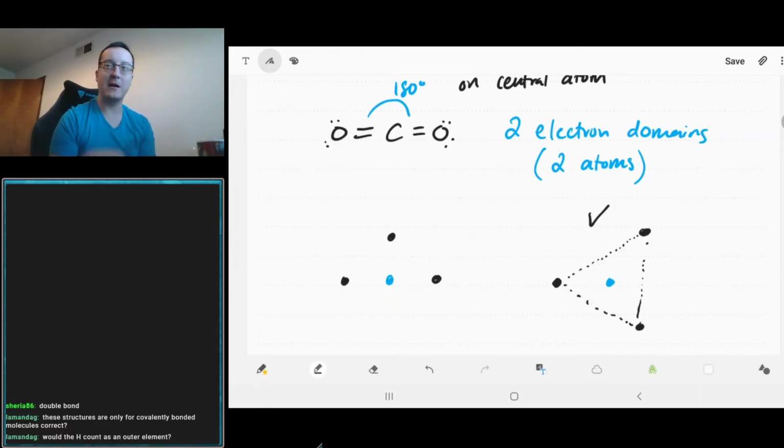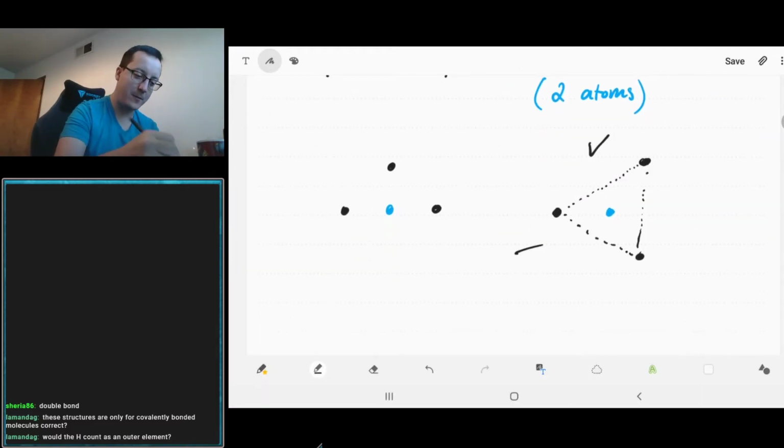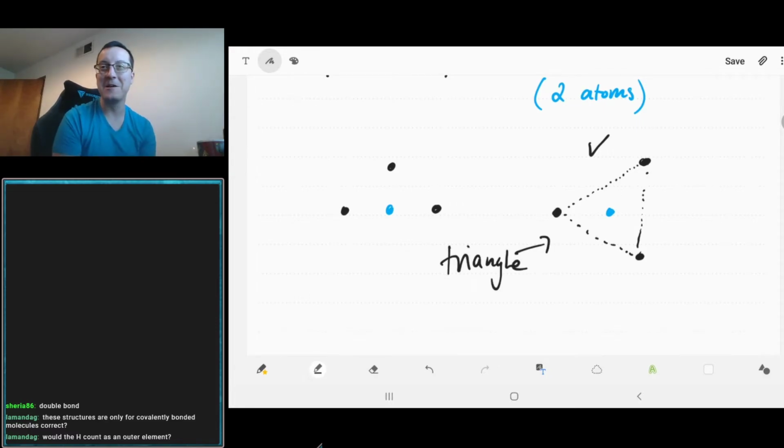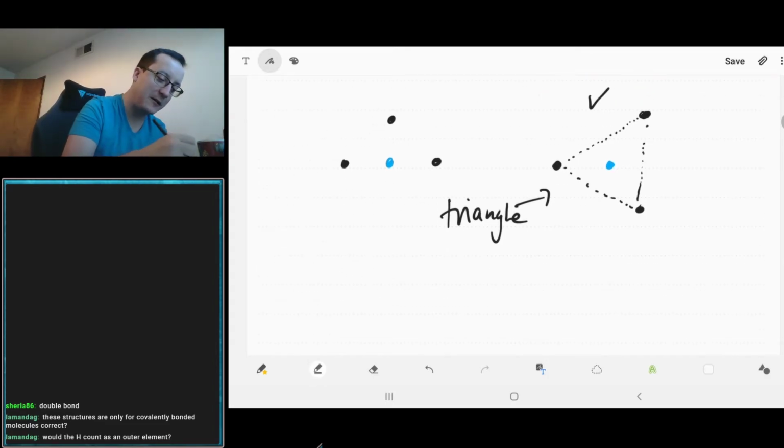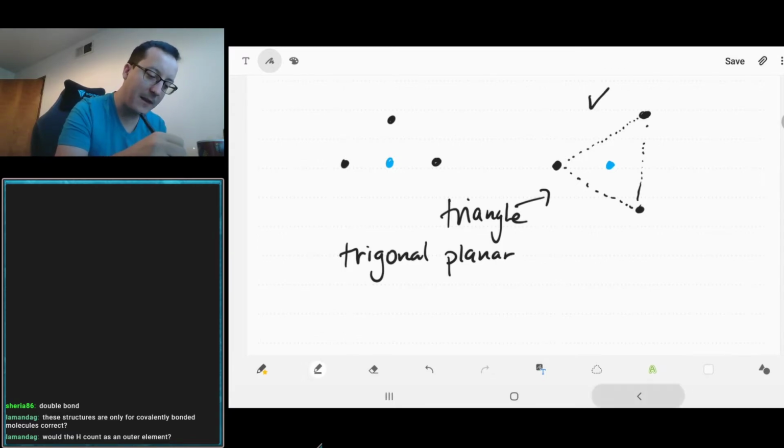That's a polygon, right? We call it a triangle. Three angles, right? We call this geometry trigonal planar. And that is going to mean that we have three electron domains.